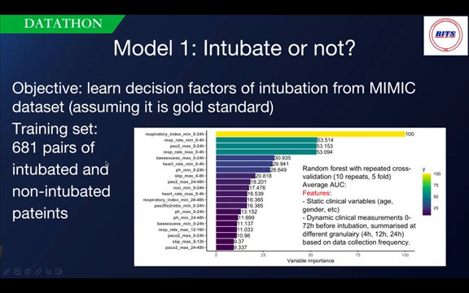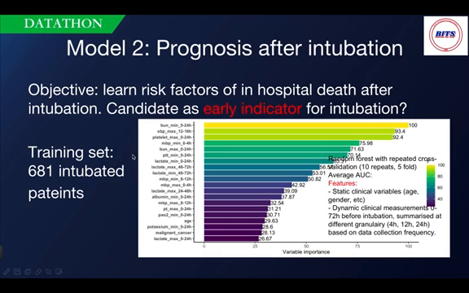In Model 1, we first look at the decision factors for intubation in the MIMIC dataset using random forest model. The figure shows respiratory index, respiratory rate, and PaO2 at the top 3. Not surprisingly, most of them are respiratory indicators.